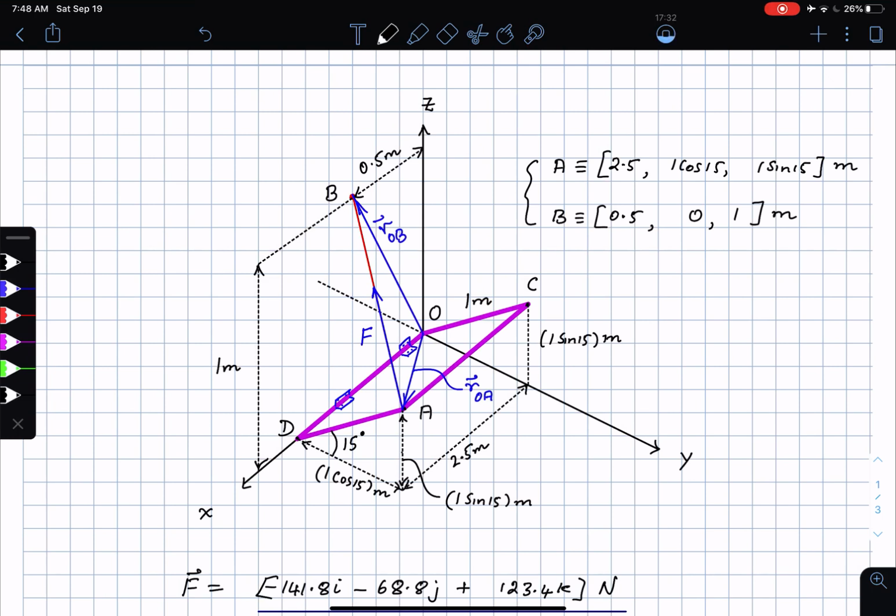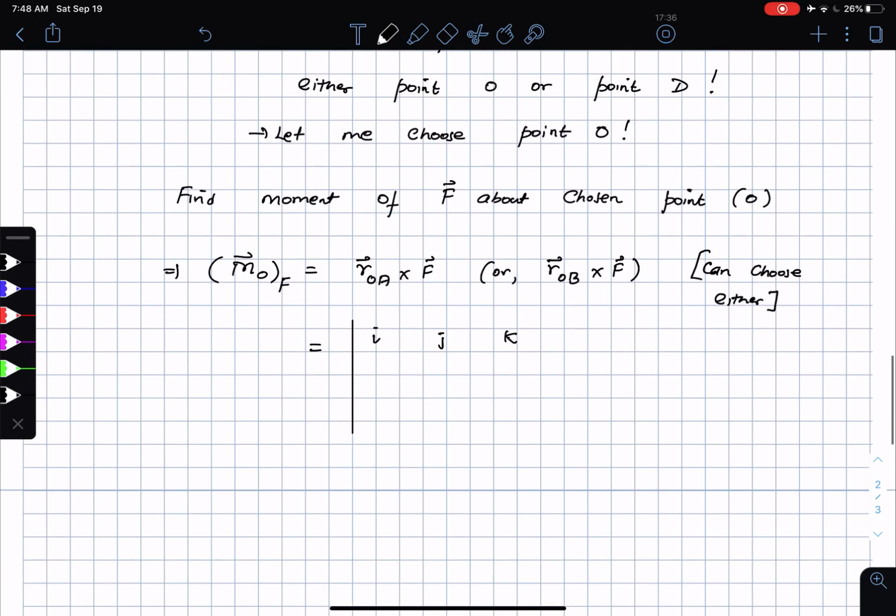So you can see that's quite silly. It's 2.5 and then cosine 15 and then sine 15. Okay, so this is going to be 2.5 and then 1 times cosine 15, 1 times sine 15. This is going to be the second row of the determinant. The third row is filled by the force: 141.8, negative 63.8, and then lastly 123.4.